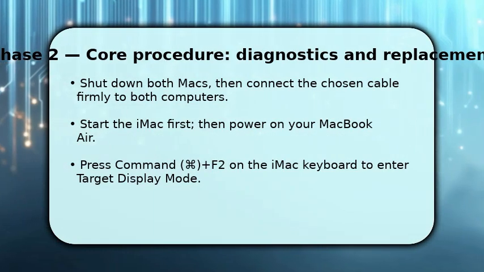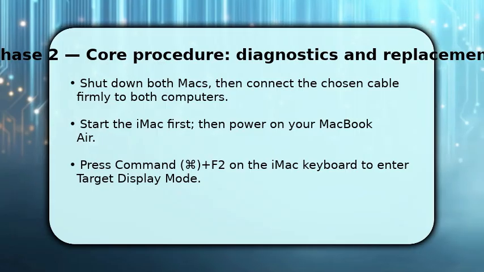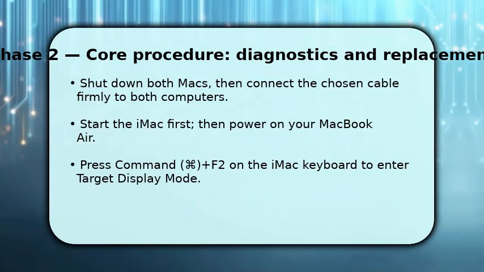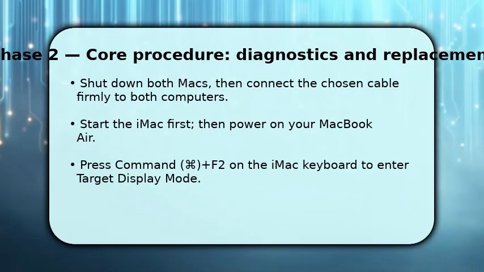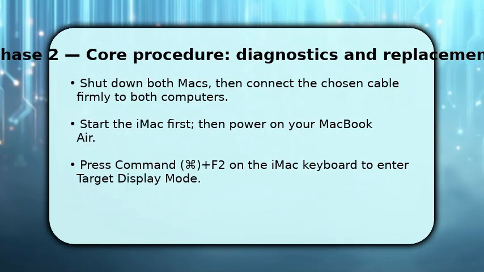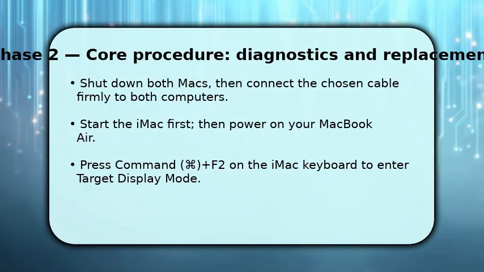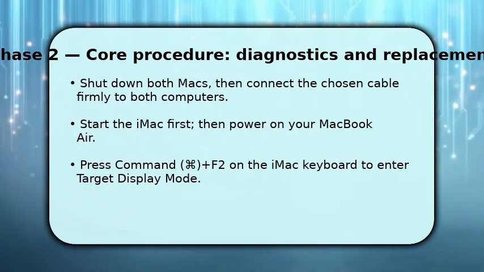Now connect the cable with both machines off to avoid USB negotiation issues. Start the iMac first, because it will act as the display host, then boot the MacBook Air so it presents a video signal. Once both are running, press Command plus F2 on the iMac keyboard to switch into target display mode. This command instructs the iMac to accept video input.